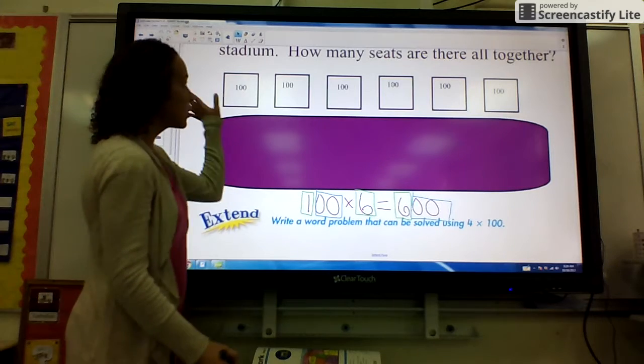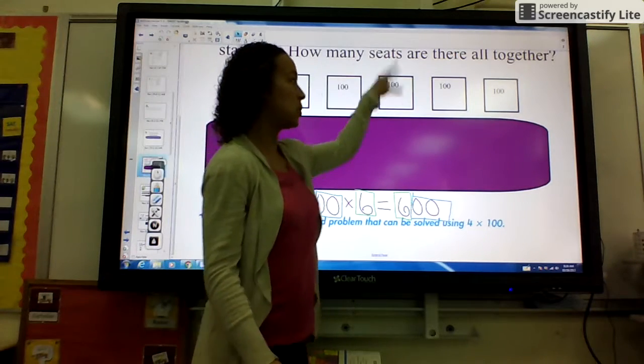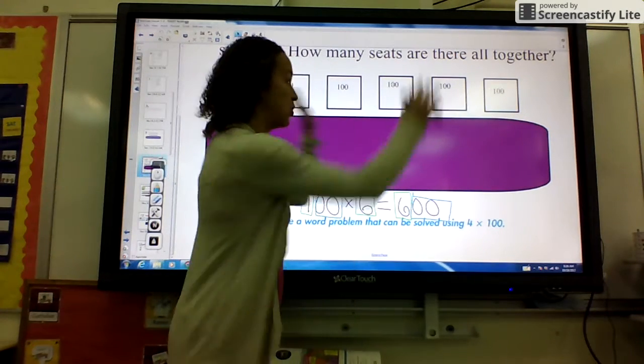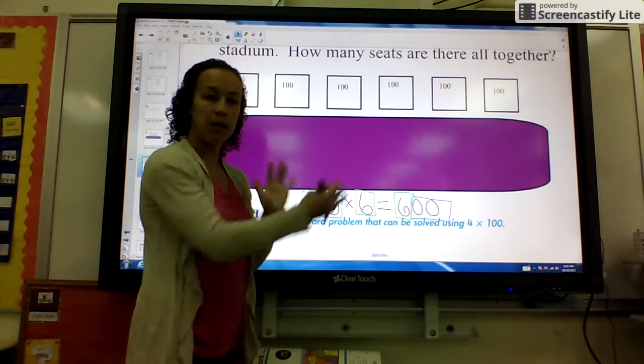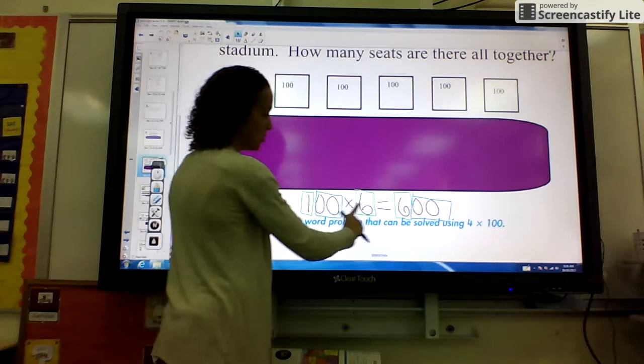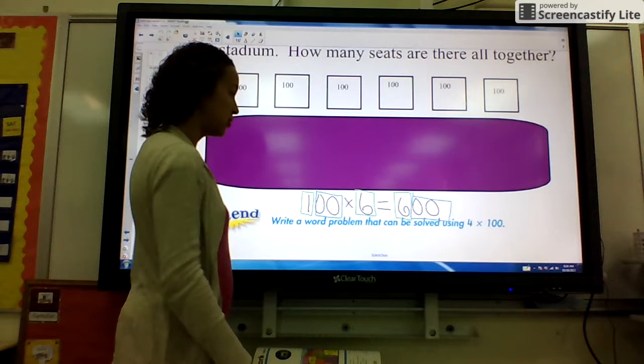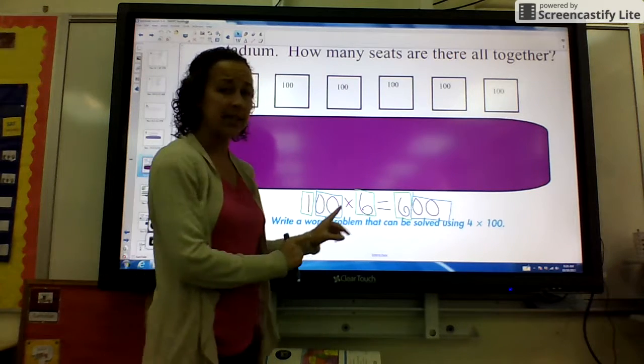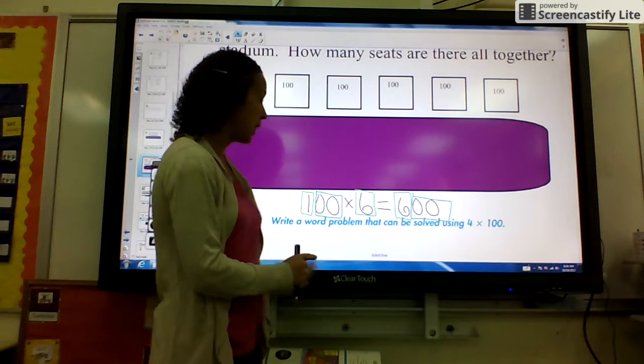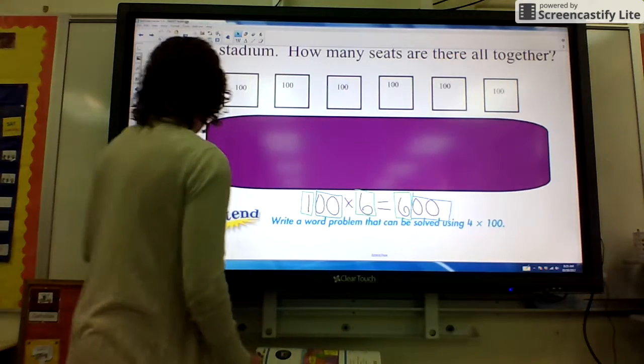So we took our 100 plus 100 plus 100 plus 100 plus 100 plus 100, and we shortened it. We made it smaller, we made it easier into 100 times 6 to get 600. And what's nice is because it's a multiple of 100, it's just a matter of adding those zeros.